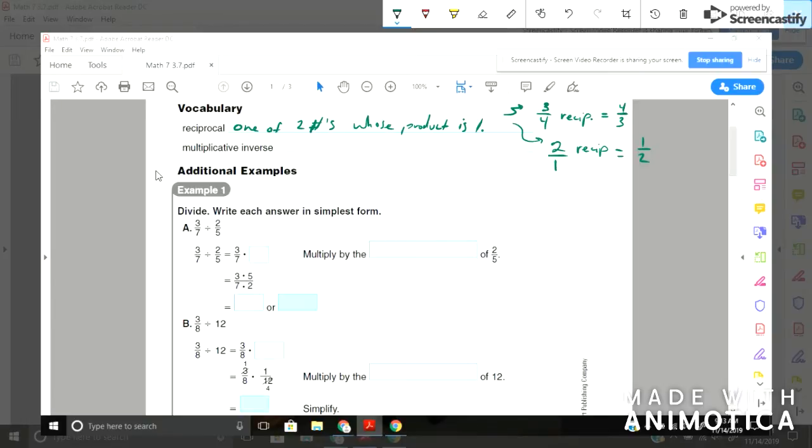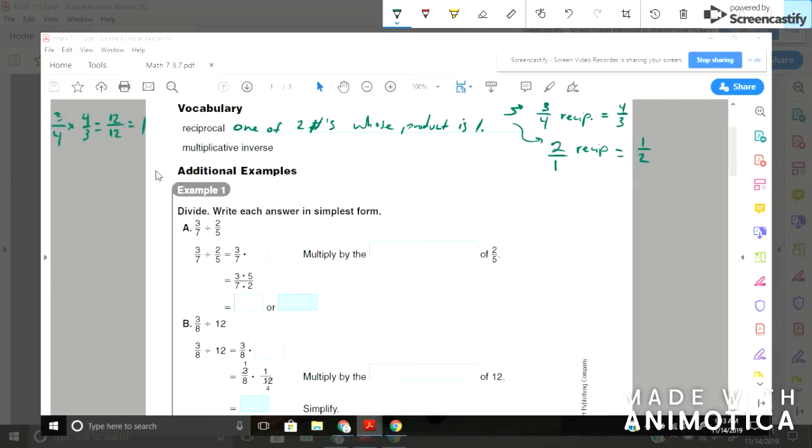And why does that equal 1? Well, product is multiply. So if you were to multiply these two, 3/4 and 4/3, 3/4 times 4/3, well, 3 times 4 on top would be 12, and 4 times 3 on bottom would also be 12. 12 divided by 12 is 1. So you can see that's where they get this definition.